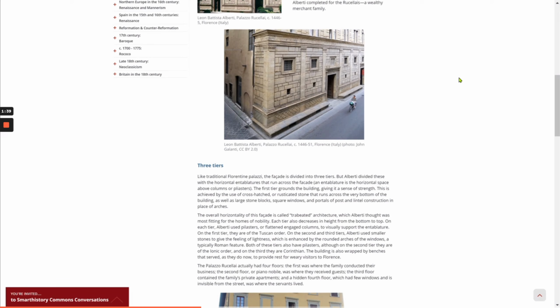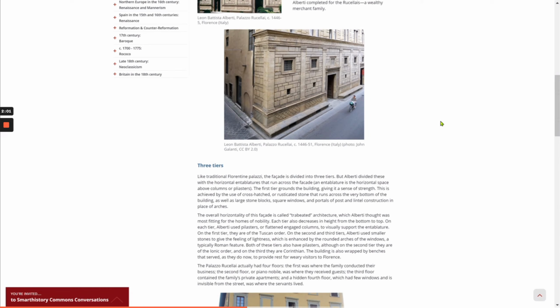On the second and third tiers, Alberti used smaller stones to give the feeling of lightness, which is enhanced by the rounded arches of the windows, a typically Roman feature. Both of these tiers also have pilasters, although on the second tier, they are of the Ionic order, and on the third, they are Corinthian. The building is also wrapped by benches that served, as they do now, to provide rest for weary visitors to Florence. The Palazzo Rucellai actually had 4 floors.